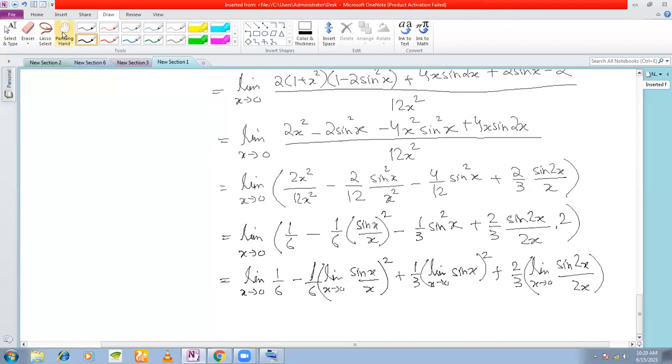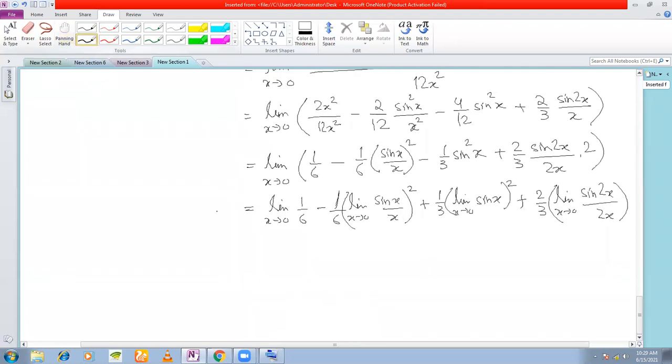So what is the value here? This is 1/6 minus 1/6, this is also 1. Limit x tends to 0, sine x by x is 1. So 1/6 into 1 square plus 1/3 into 0 square, because limit x tends to 0, sine x is 0, plus 2/3 into 1. So you get 1/6 minus 1/6 plus 0 plus 2/3, which is simply equal to 2/3.